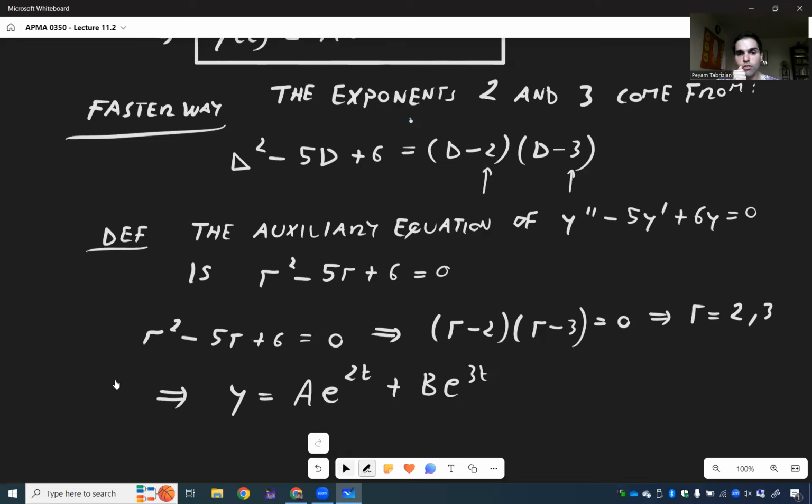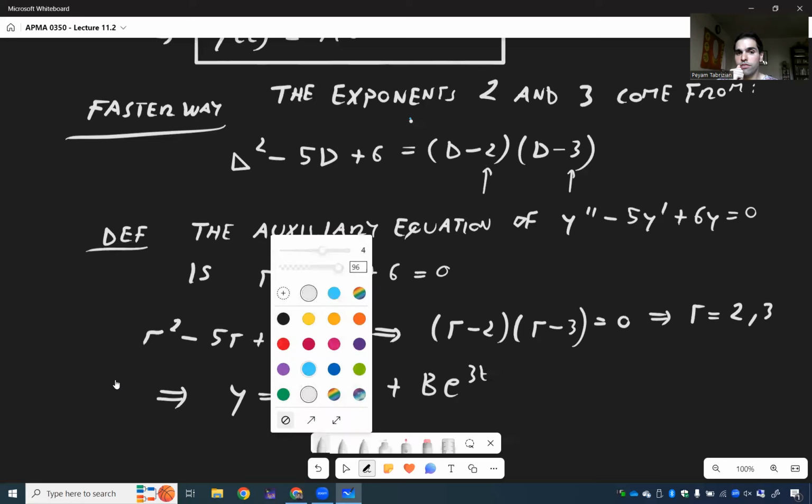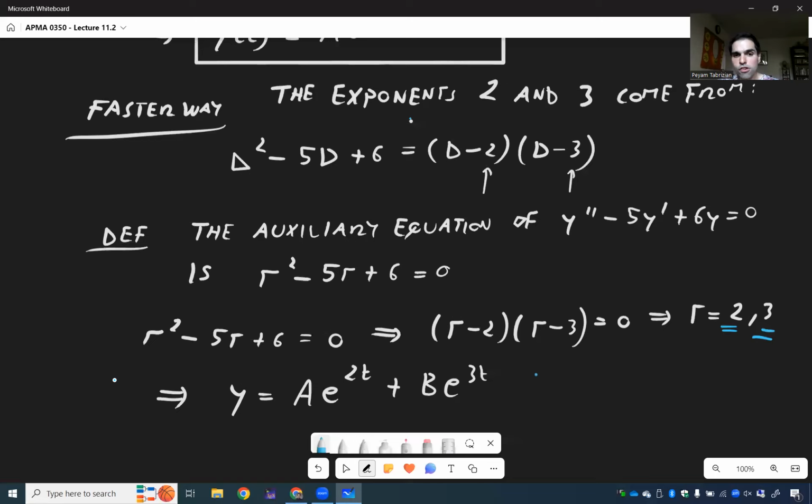So whatever roots you find, if you find that there are two distinct roots, just put e to the first root t plus be to the second root t. But you have to understand the real reason this works is because of the factoring method above that we just covered.